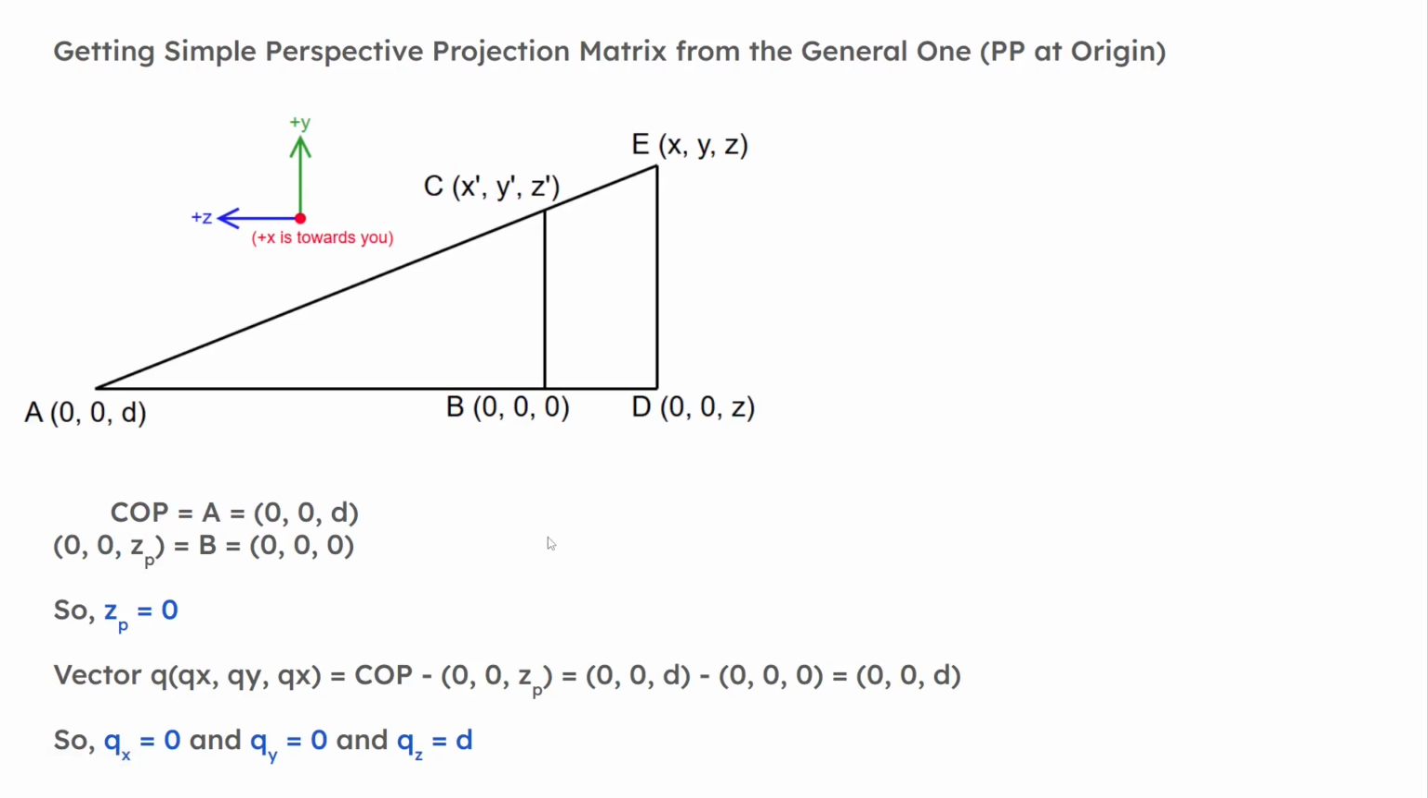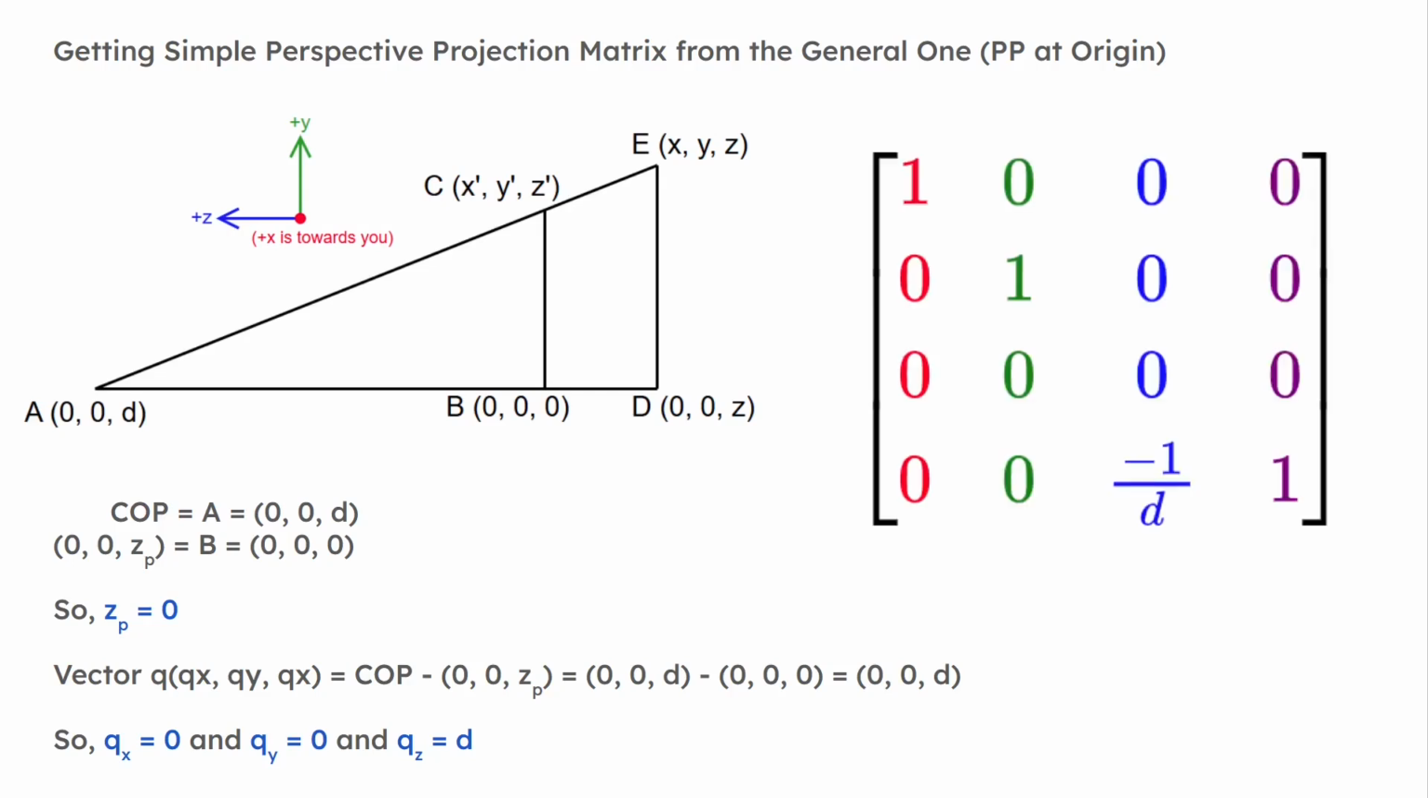All right, now that we already know Zp, we can calculate our Q vector. Our Q vector formula is COP minus (0, 0, Zp), which becomes (0, 0, D), which means Qx is 0, Qy is 0, and Qz is D. We now know the four values needed for forming our matrix. If we put these four values into our matrix formula for the general case, we'll get this matrix, which matches exactly with our matrix for the projection plane at origin from our previous lecture.